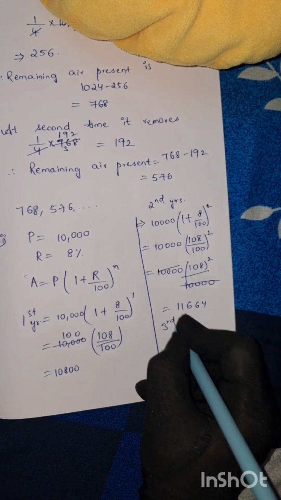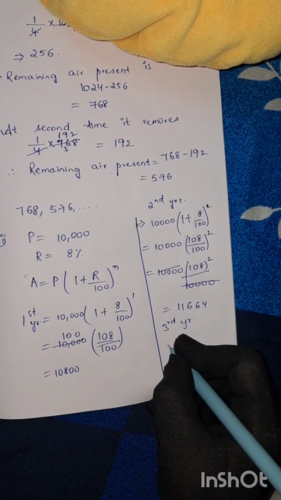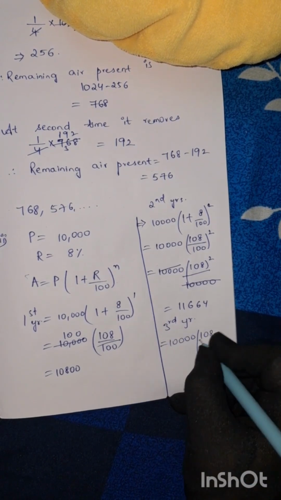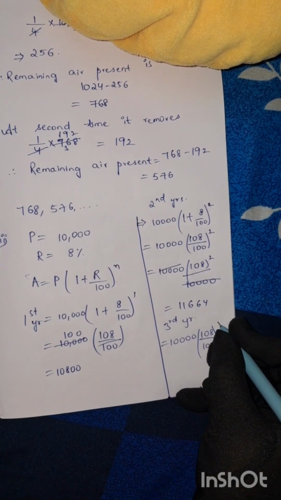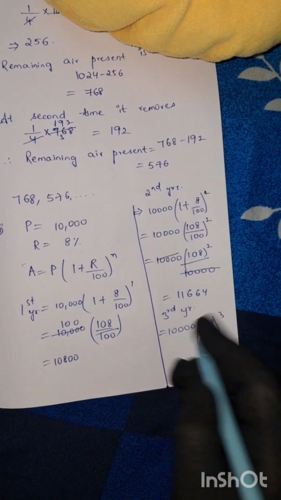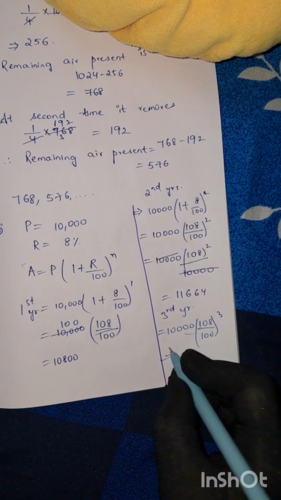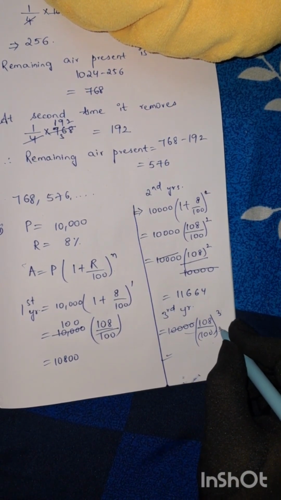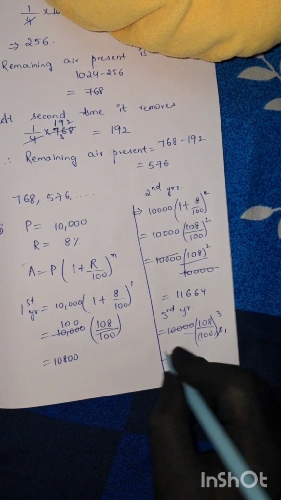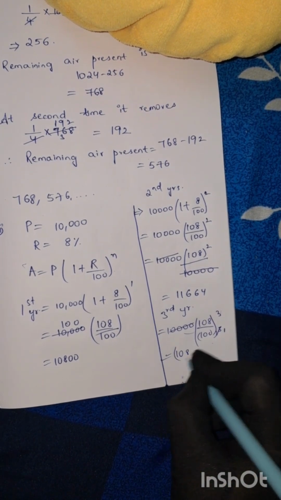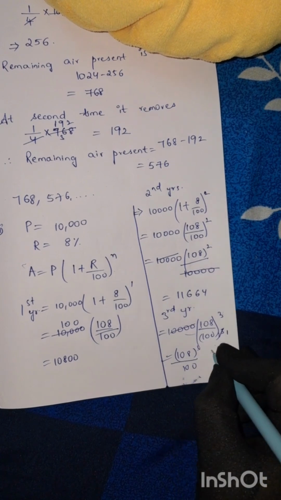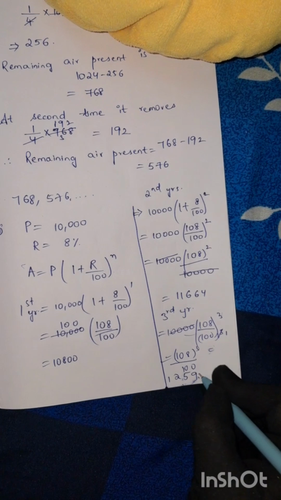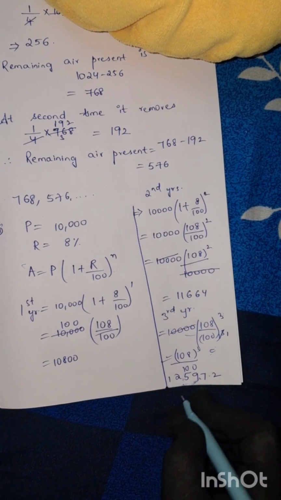Then for the third year, again it will be 10,000 times 108 by 100 whole cube, right, for the third year. So one square will get cancelled, yes or no? There will be only 108 cubed by 100, which is nothing but around 12597.12. So this is the answer for this.